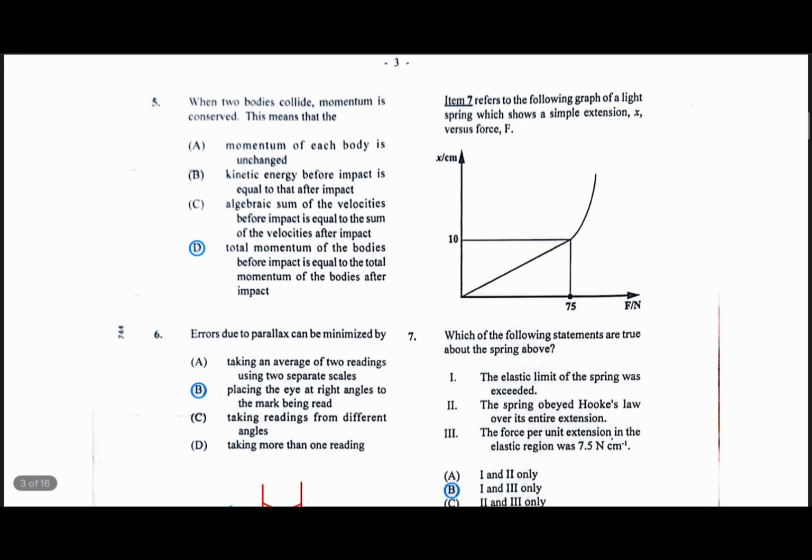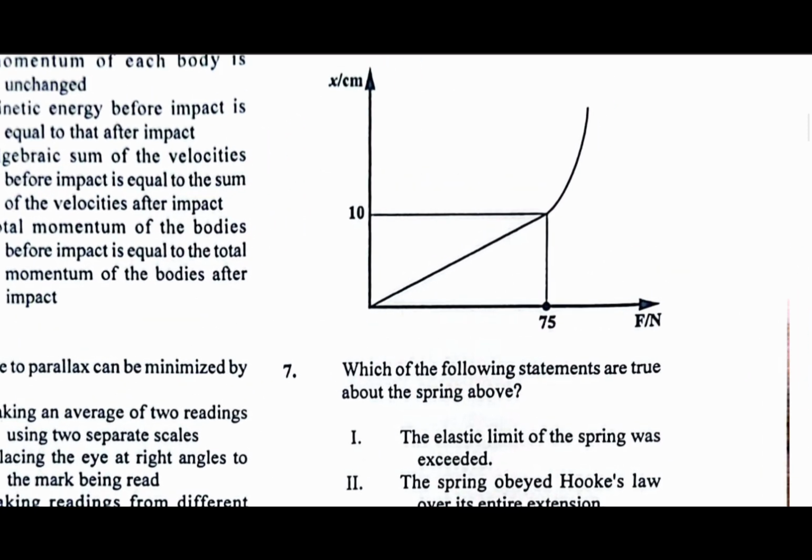Question 7. Which of the following statements are true about the spring above? The elastic limit of the spring was exceeded. This is correct. If the elastic limit of a spring is exceeded, it's going to stop being linear. And that would correspond to this region over here.